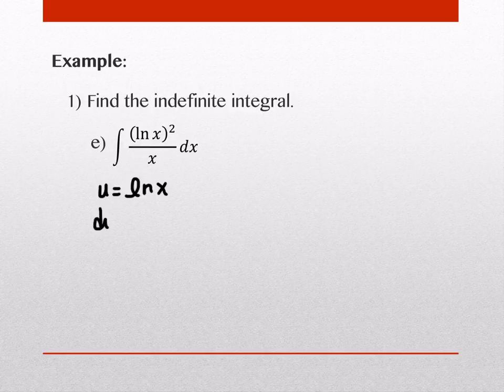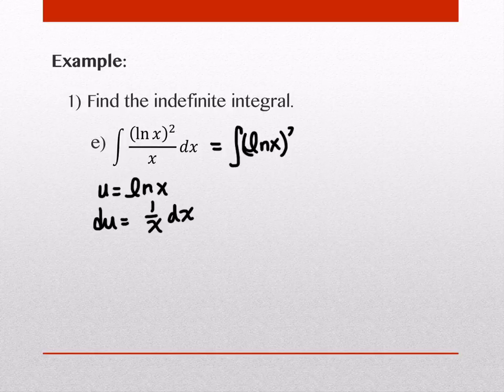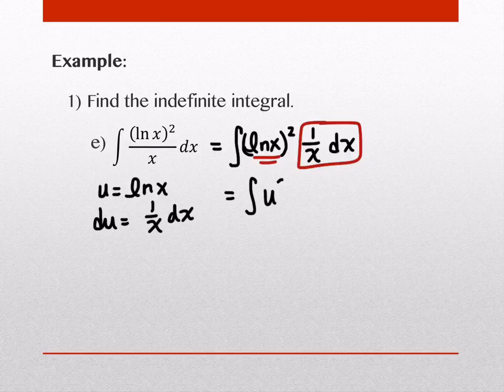What would du be? Well, it'd be 1 over x dx. And why is that friendly? That's what's left in our problem. Now, if you can't see it very well, think about what's really going on here. This is the natural log of x, and it's squared. And it's times 1 over x, because that's what it means for it to be divided by x. And then we have the dx on the end. So this is the du that we just decided upon, and this piece in here is u. So I have the integral of u squared du.